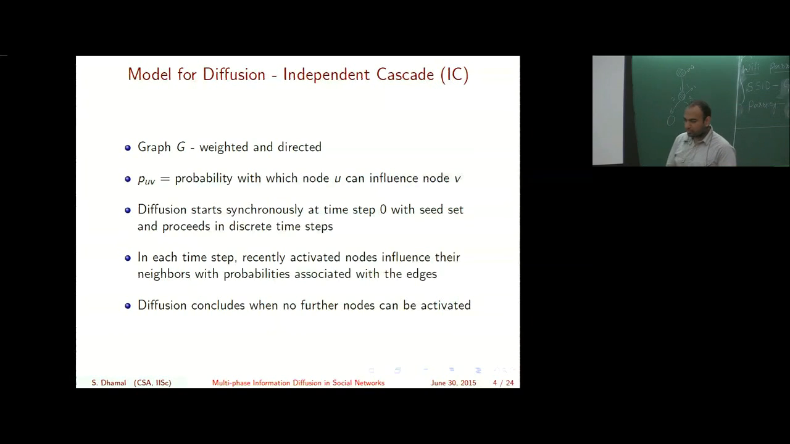So the important point in this model is that the recently activated nodes are the ones who pass on the information of buying the product to their friends. And the diffusion concludes when no further nodes can be activated.